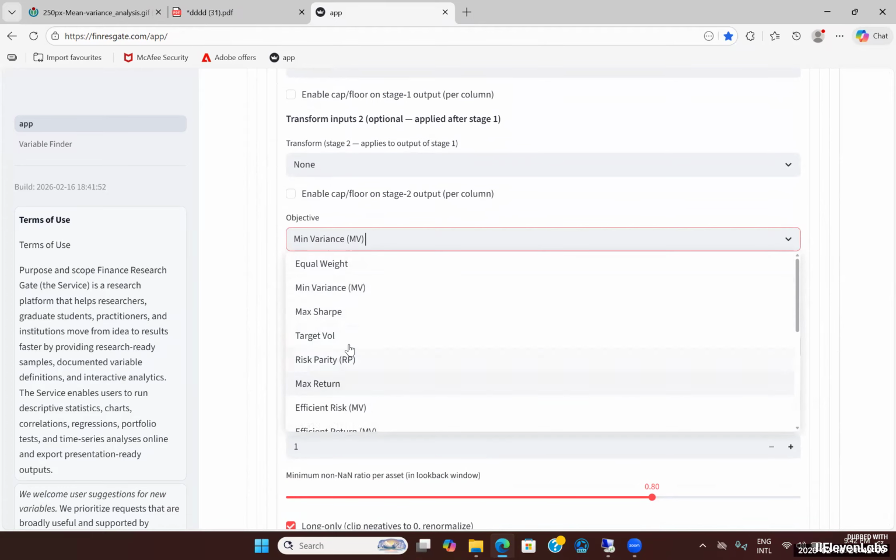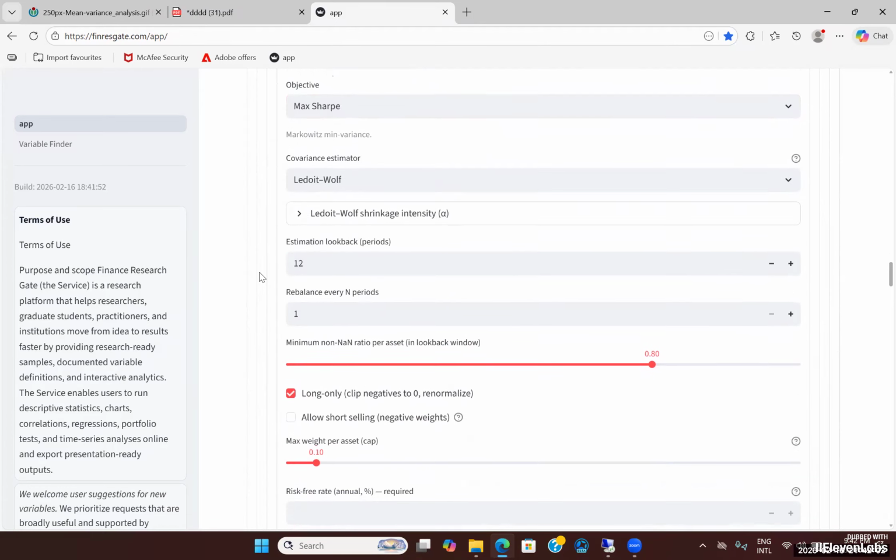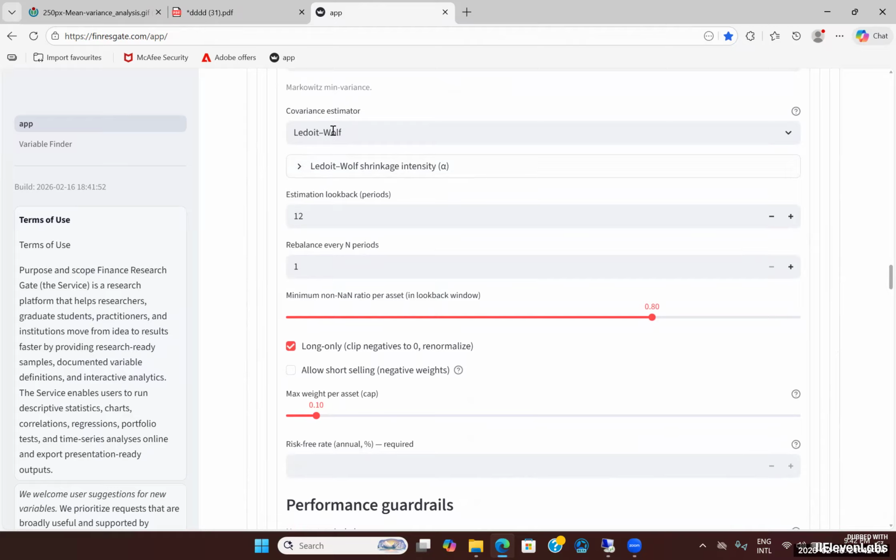Our main objective for this analysis will be to achieve the maximum possible Sharpe ratio. To achieve this goal, we should proceed by utilizing the standard sample covariance estimator. There is absolutely no compelling reason to apply shrinkage to our variance covariance estimator unless we encounter significant issues or problems.